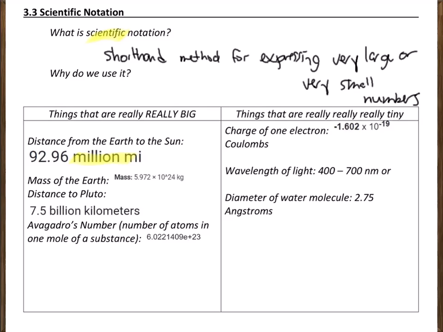If you wanted to think about the mass of the Earth, the distance from Earth to Pluto, Avogadro's number, which is the number of atoms in 1 mole of a substance, all of these are very, very large numbers and are typically expressed in scientific notation.